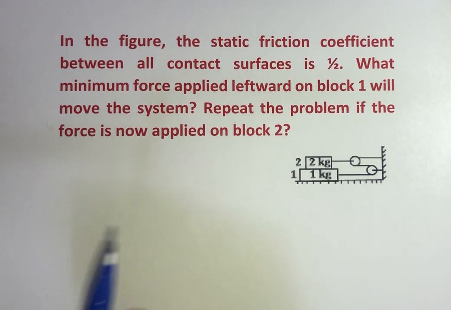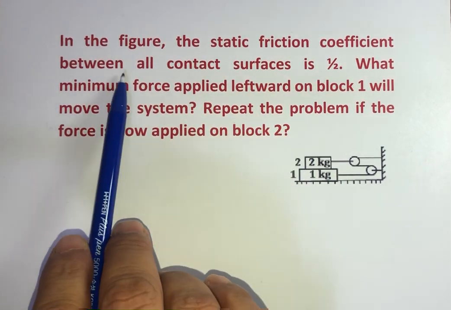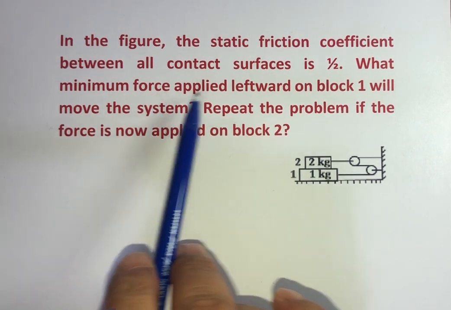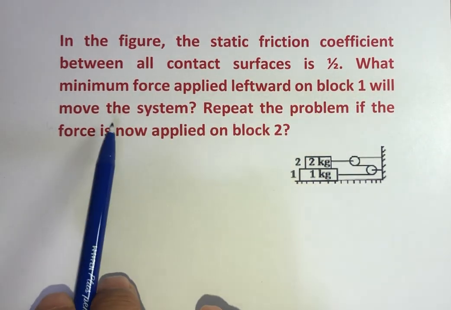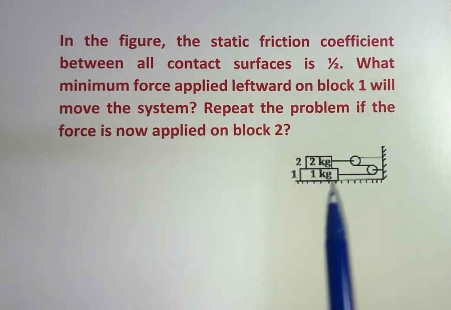Hello friends, today's question. In the figure, the static friction coefficient between all the contact surfaces is 1 by 2. What minimum force applied leftward on block 1 will move the system? Repeat the problem if the force is now applied on block 2.